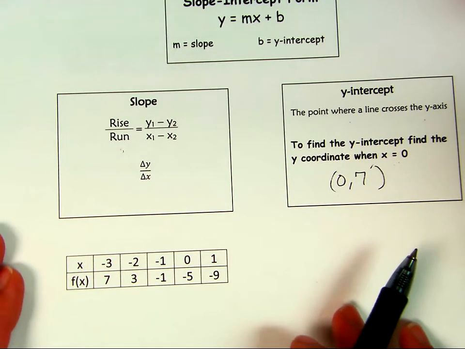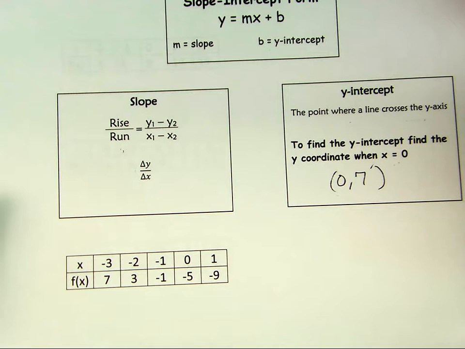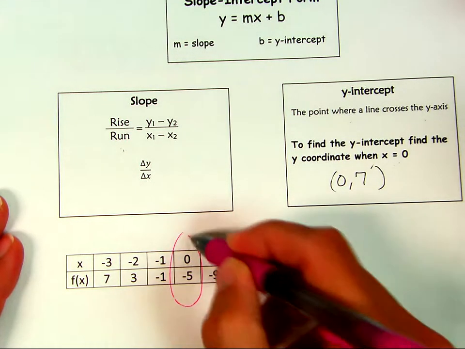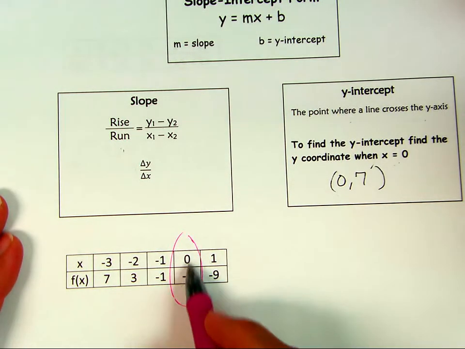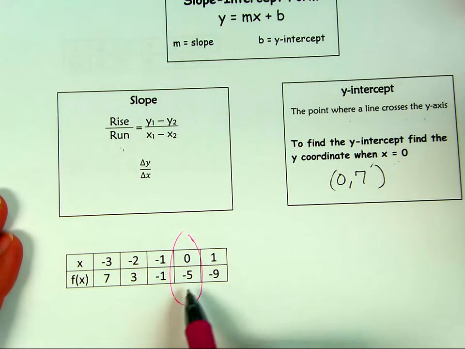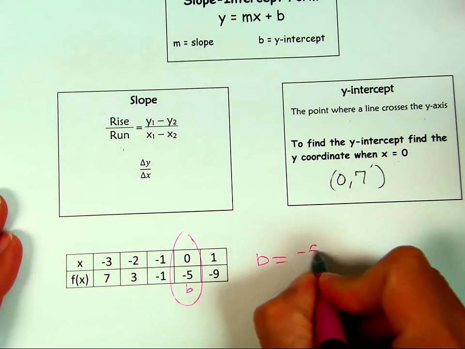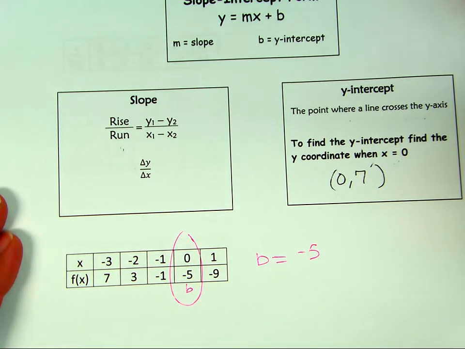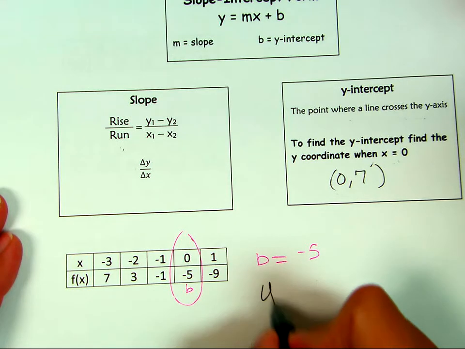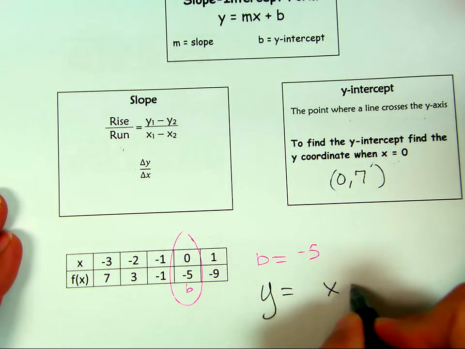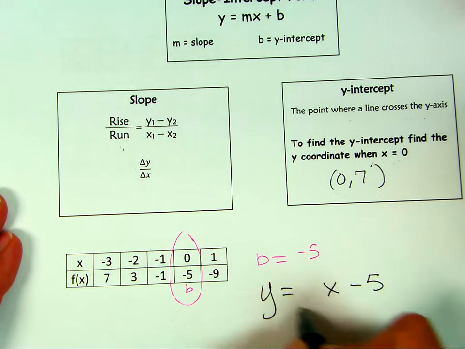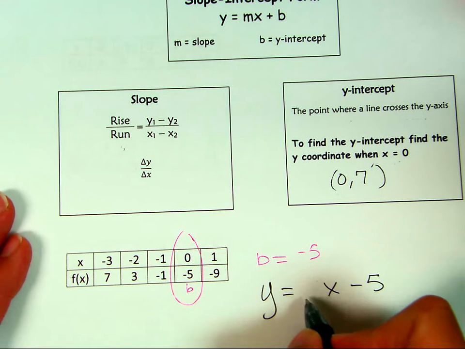But for right now, I want you to notice when we have a table and you see 0, negative 5, when x is 0, that's your y-intercept. So I already know b is negative 5. So I've already got part of my equation, y equals something times x minus 5. I just need to fill in this m part. So this is how I do that.